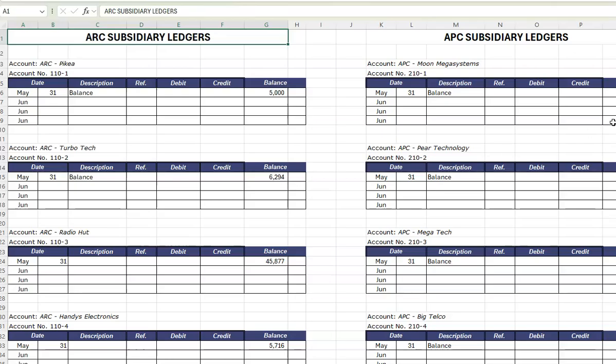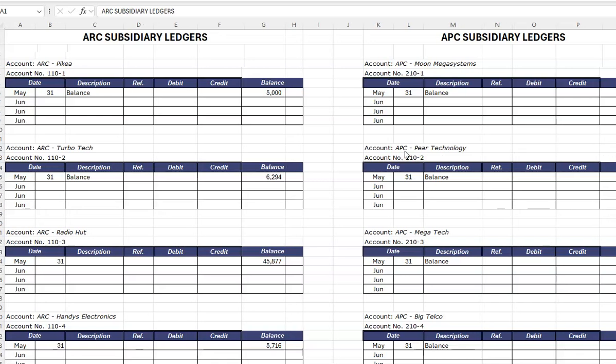I have the subsidiary ledgers. Let's see if I can make this a little bigger here. I can't seem to be doing that. There we go. I guess I'm done. Let's see what happens when I do this. Nope.